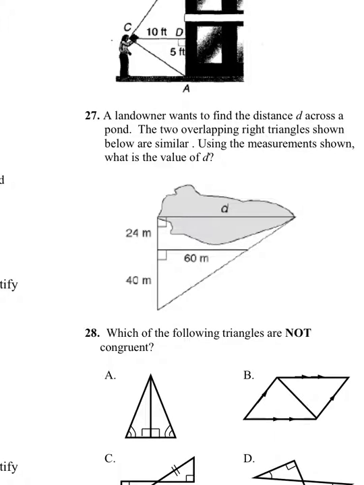A landowner wants to find the distance D across the pond. Two overlapping right triangles shown below are similar. Use the measurement. What is the value of D? This is actually on our test, the similarity test.